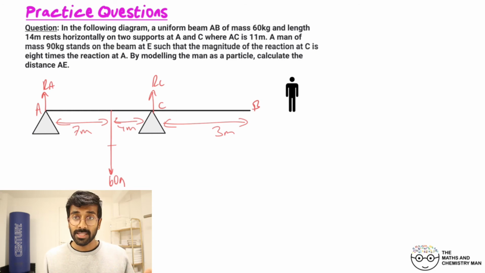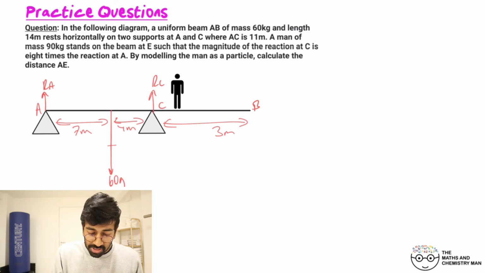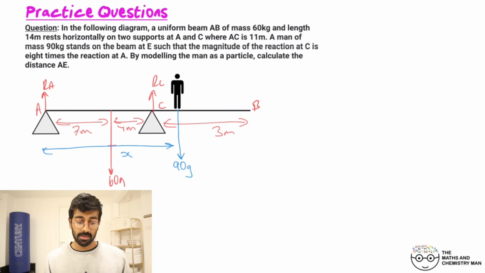We've now got the man, 90 kilograms, standing at E. And if we look carefully, it says that the magnitude of the reaction at C is 8 times the reaction at A. And to me, that means that this man must be standing somewhere near to C. So I'm just going to put him there for now, right? We don't know the distance, so I'm just going to call that distance X. And let's not forget his weight, which is 90G. There we go. So I think that's all the info. The place he's standing is called E, and we're all set to go.